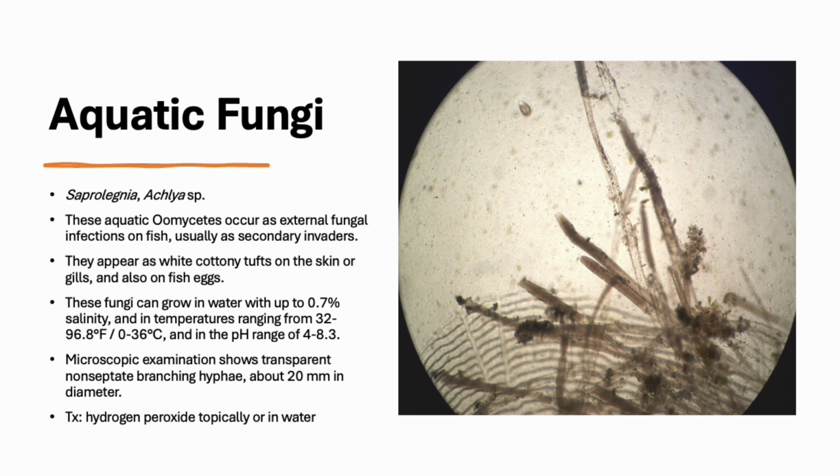Hydrogen peroxide can be used in the water to help reduce the fungal growth, and is especially useful to prevent fungus from growing on fish eggs.